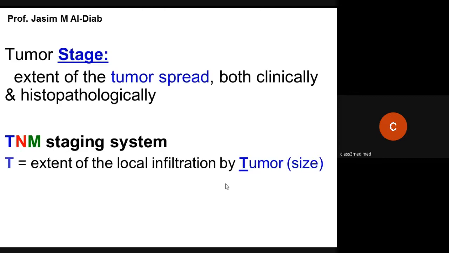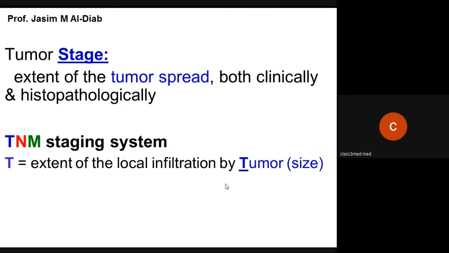Up to 2 centimeters, it is T1. More than 2 and up to 5 centimeters is T2. More than 5 is T3, whatever. In other tumors, we use the local extension, not the size. For example, if the tumor is within the mucosa and muscle coat of the colon, we give it T2. When it invades the serosa and the pericolonic tissue, we give it T3.